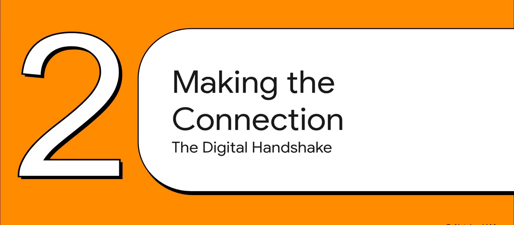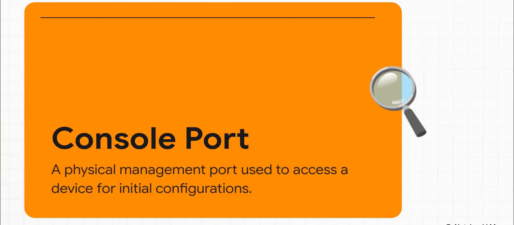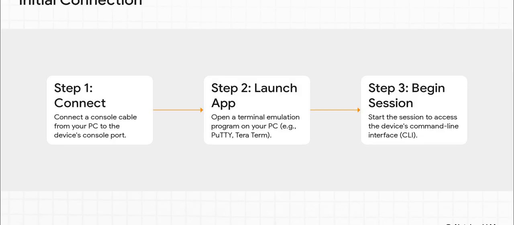Well, it all starts with a physical connection. You can think of it like a digital handshake to get the ball rolling. So our main way in is this thing called the console port. Just imagine it's a special door on the back of the device. It's the one you use for the initial setup. You know, when the switch is fresh out of the box and doesn't even have a network address to its name yet.